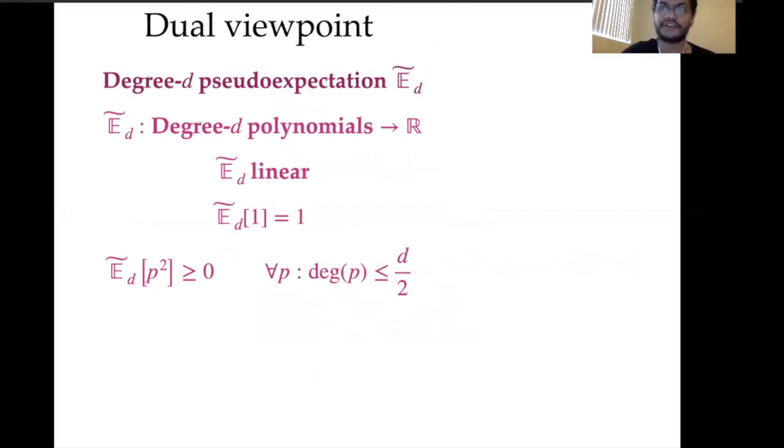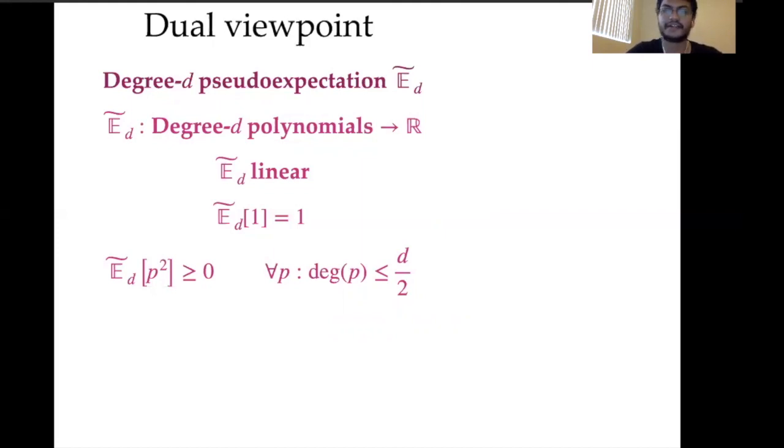So towards introducing the dual viewpoint, I'm going to define what a pseudo-expectation operator is. A pseudo-expectation operator, one should think of as being some sort of a relaxation of an expectation operator. The pseudo-expectation operator is defined on degree d polynomials. It's a linear function that maps degree d polynomials to real numbers.